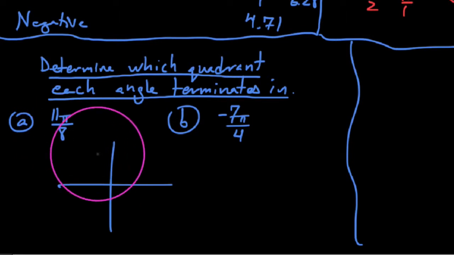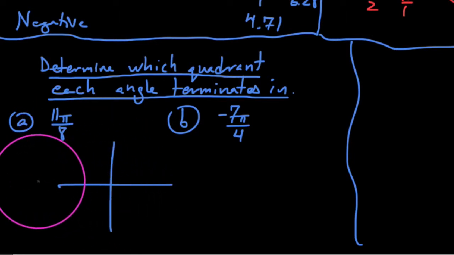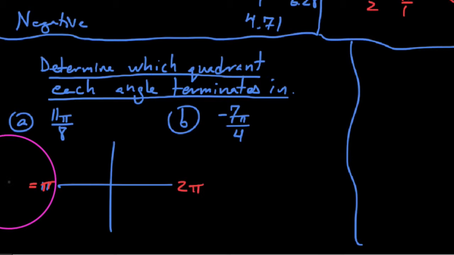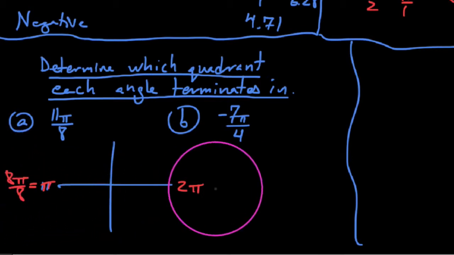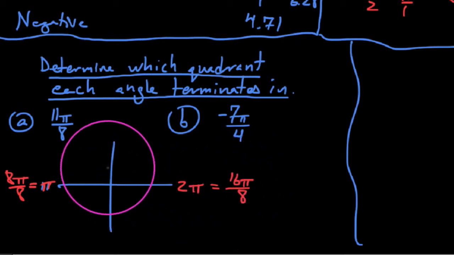So when we say 11 pi eighths, we'll be rotating counterclockwise, but the first thing I want to recognize is this. If this is pi over here, and this is 2 pi, then if I'm dealing with pi eighths, it's convenient to call this 8 pi eighths. I know it would take 8 pi eighths to get over to pi, and I know it would take 16 of these pi eighths to get all the way around to 2 pi.